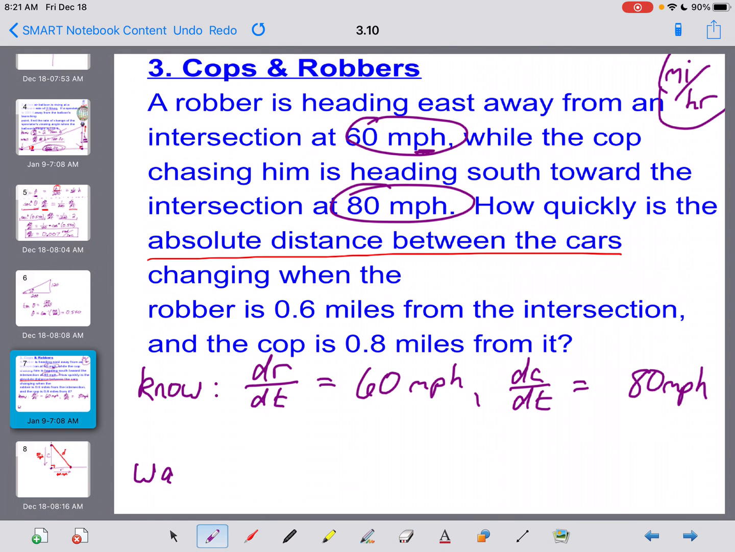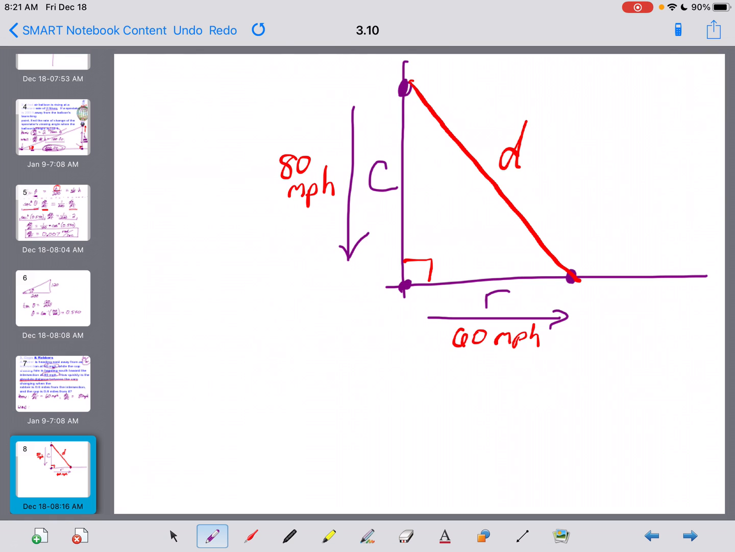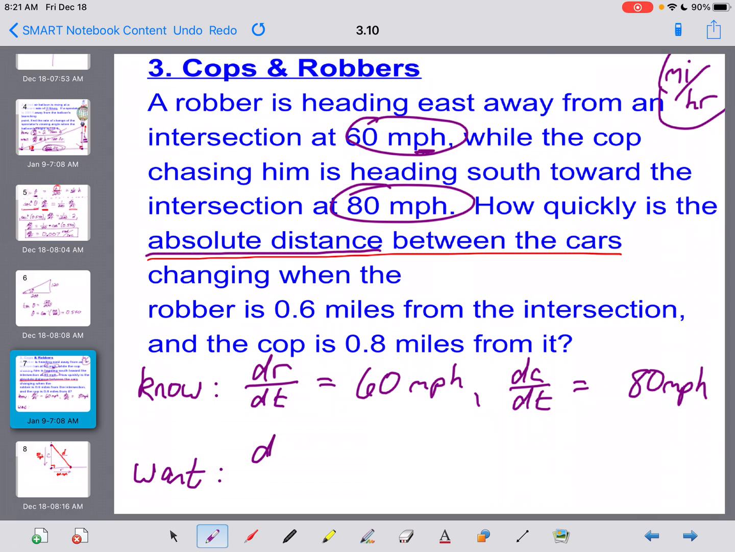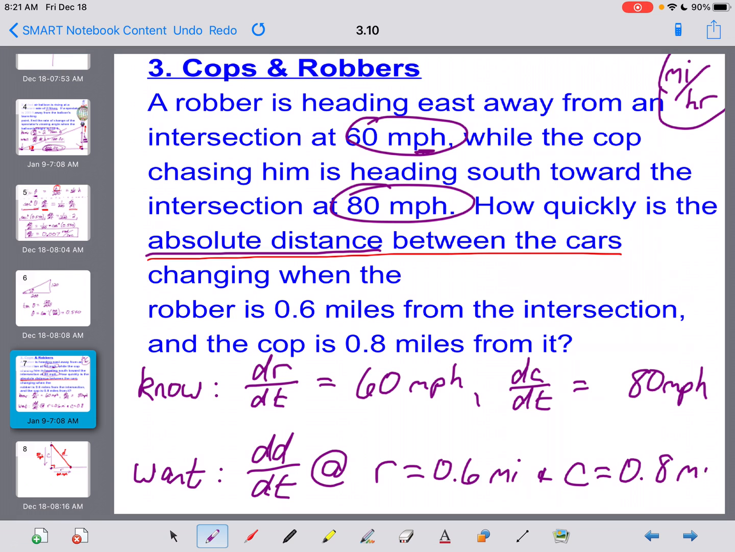So there's actually two derivatives in this problem that we know. And the derivative that we want to know is what's the rate at which the absolute distance between the cop and the robber is changing. So since we in our diagram labeled that distance d, and yeah, I did that on purpose, we want the derivative of distance, d, with respect to time. But we want this at a specific moment, at the moment when the robber is 0.6 miles from the intersection. So that's r, 0.6 miles. And the moment when the cop's distance is 0.8 miles.